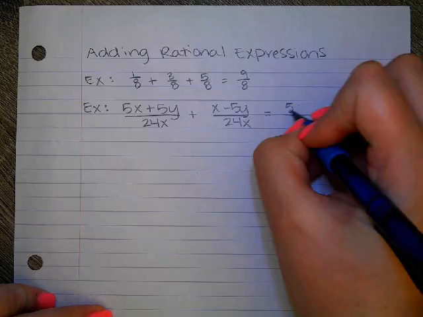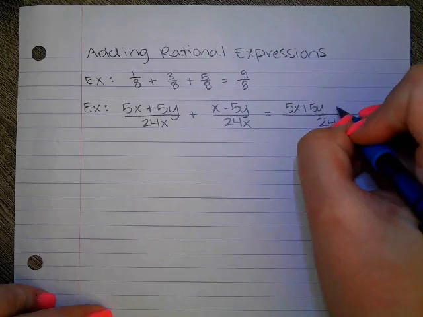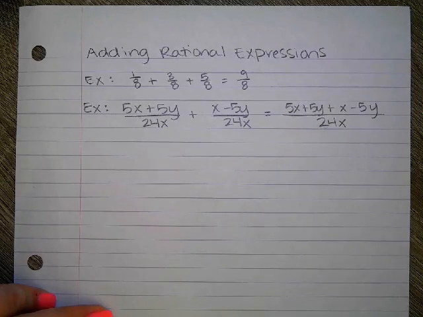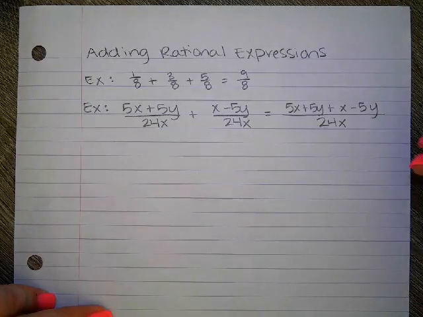So I'm going to say 5x plus 5y plus x minus 5y. Miss Rice, that is so obnoxious. I know. Please do it anyway.